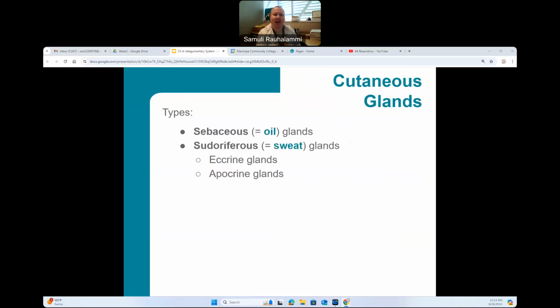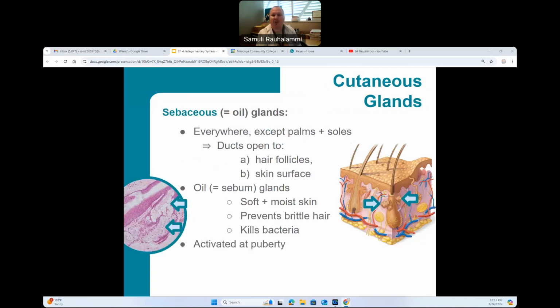So I think that brings us to move our focus to talk a little bit about cutaneous glands. These are glands that we find within the skin, and all of these glands that we're going to look at are exocrine glands. Let's have a look at two types. First, I want to start with sebaceous glands. These are our oil glands. They secrete sebum, which is our oil, and they have ducts that open to the hair root or to the skin surface.